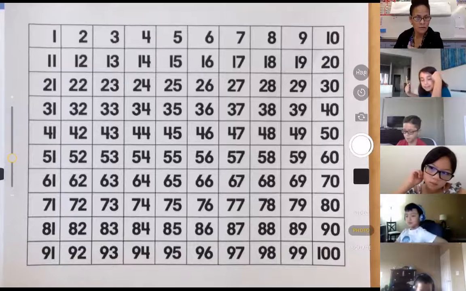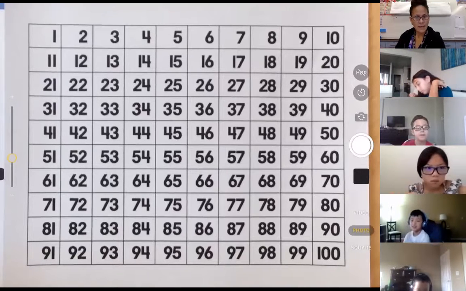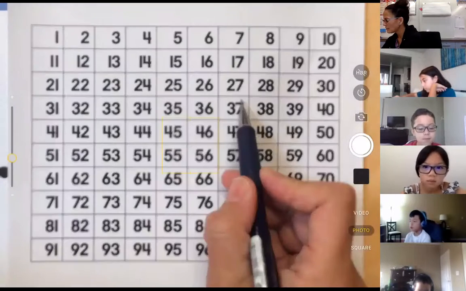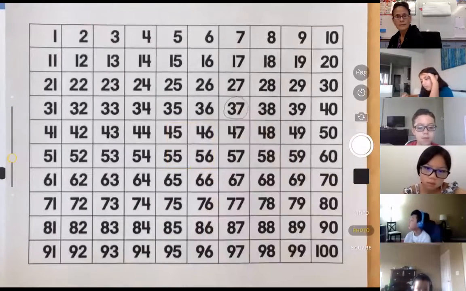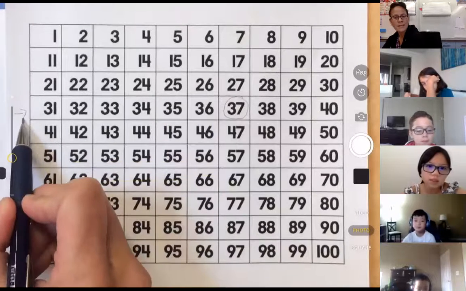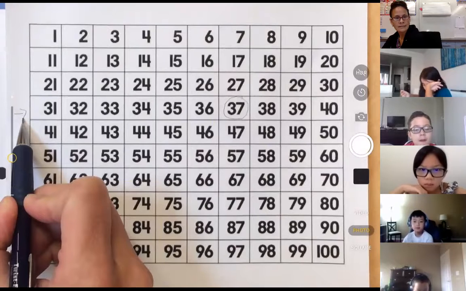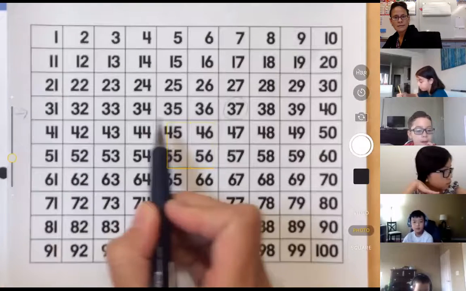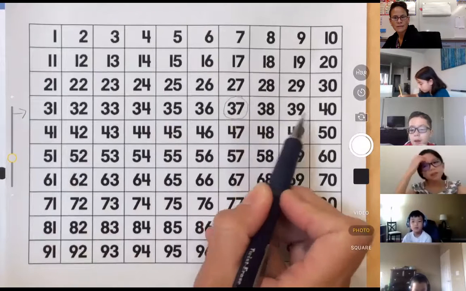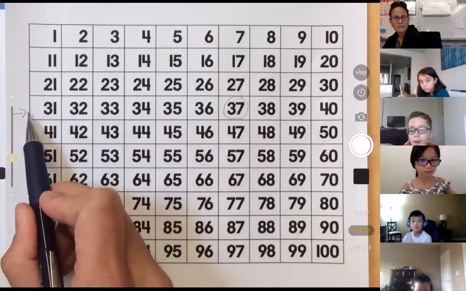So the number I'm looking at is 37. Yes, thumbs up, right? 37. I'm looking at this number here. I could take this whole line and make that a mental number line. And I can clearly see that 37 is going to be much closer to 40 than it would be to the 30. Can everyone see that?